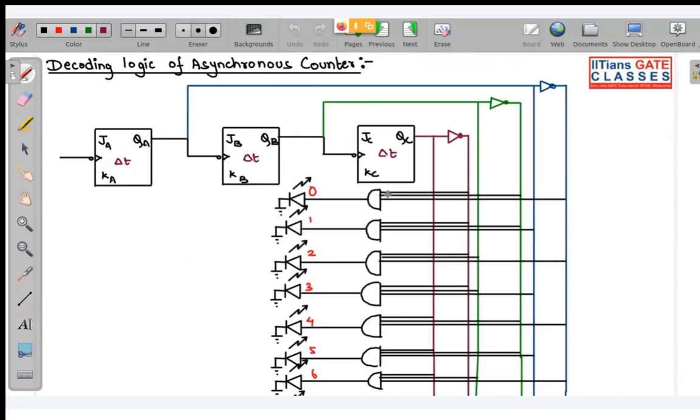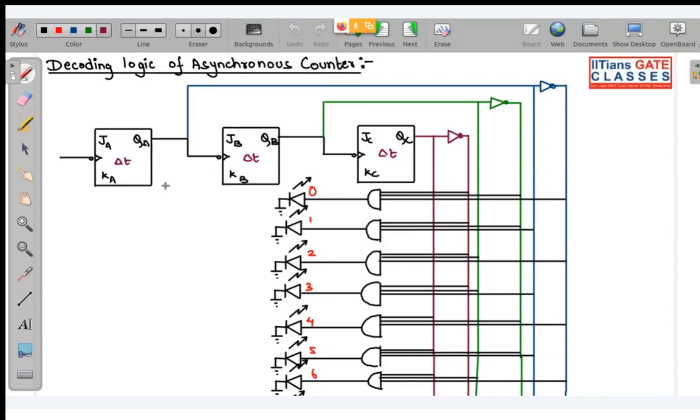So okay, now let us see the decoding logic of asynchronous counter. Decoding logic of asynchronous counter. So you can see that this is your asynchronous counter. Tell me one thing, is this an up counter or a down counter? Come on, we can be very quick in this. I have told you the trick.